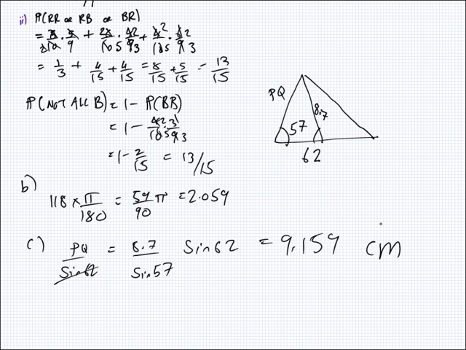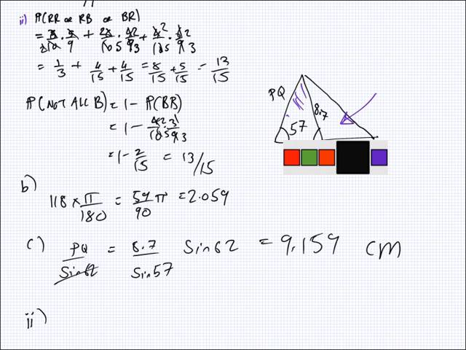You have to be right to at least three significant figures. So if you wrote 9.16, that's fine as well. And then part 2: the area of PQR is 4 times the area of PRS. Find RS. So they want this side here, RS, and they tell you that this area is 4 times bigger than that area.